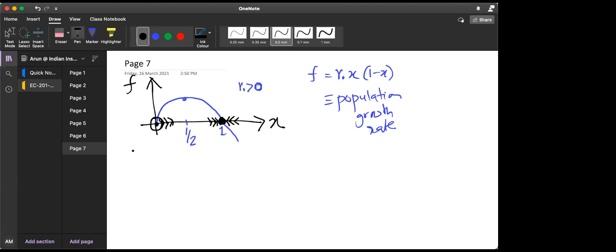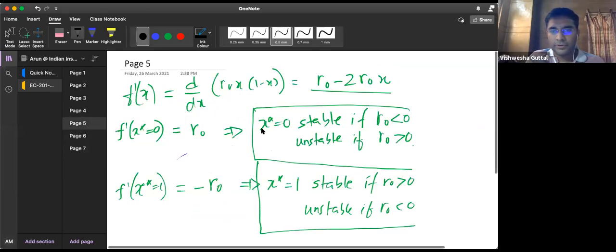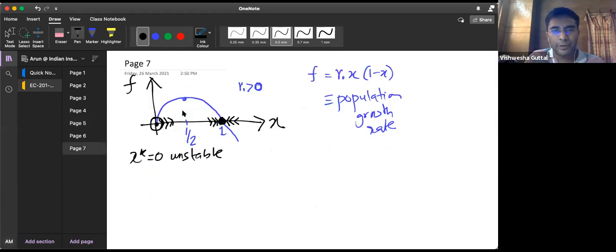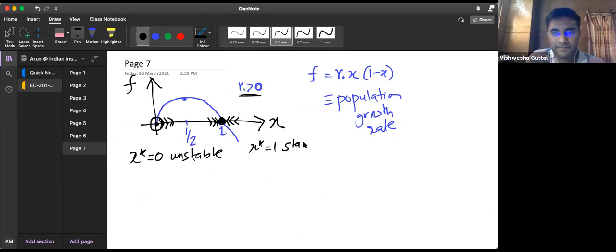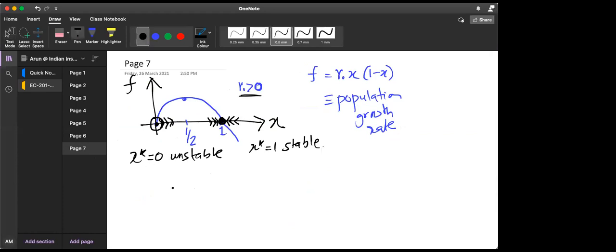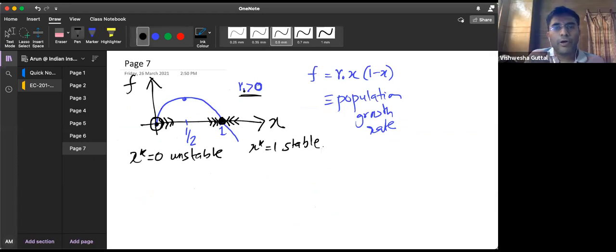When we were doing it previously, did we find x star equal to 0 to be a stable equilibrium, when we did it mathematically? Let's go back. x star equal to 0 is stable if R0 was negative. It's unstable if R0 was positive. So what did I plot? I was plotting R0 positive, right? So it's consistent. And likewise, on the other hand, x star equal to 1 is stable. Is that fine? Yeah, got it. Excellent. And this will be true for all positive values of R0.